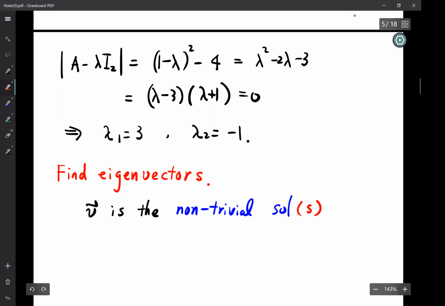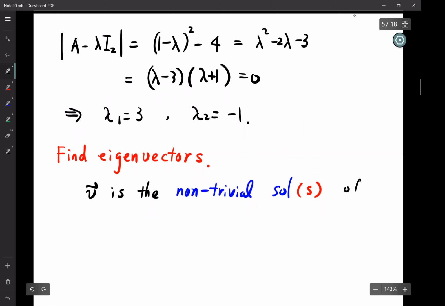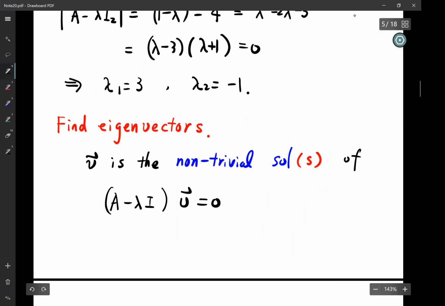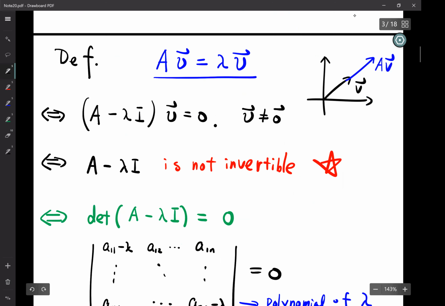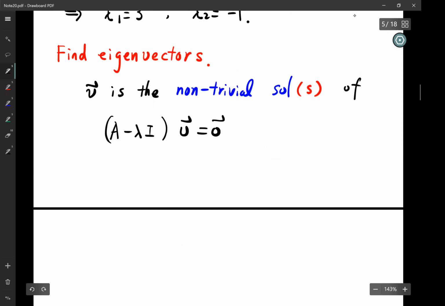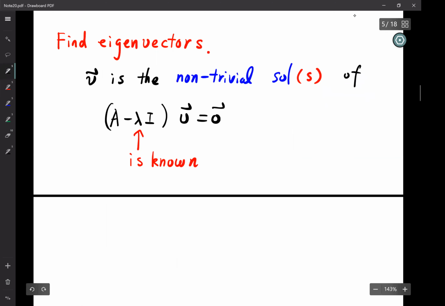Maybe there's more than one. The solutions of A minus lambda I V equal to 0. You might say, wait a minute, we're back to square one. I mean, at the beginning of this, you really started with this. But there's a huge difference because now, after solving the polynomial equation, lambda is known instead of being an unknown number. So I can just loop over all the known eigenvalues and solve this equation.